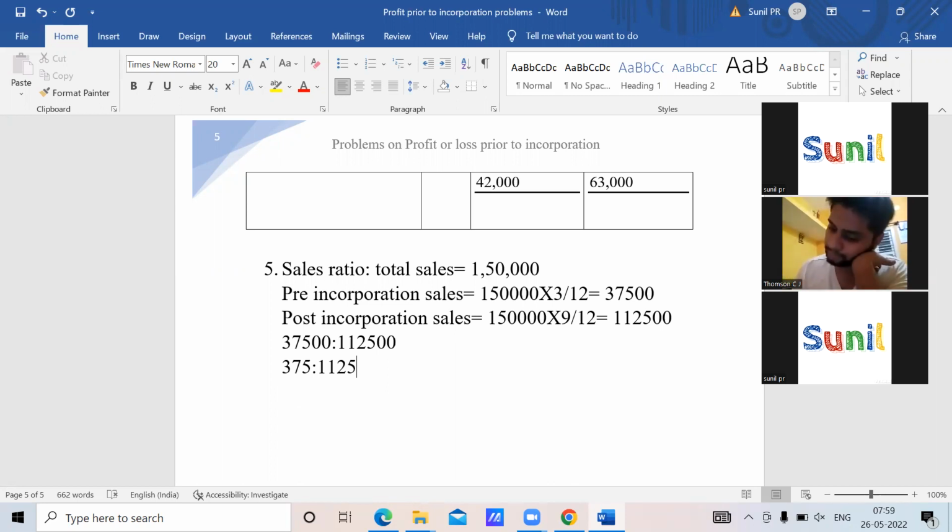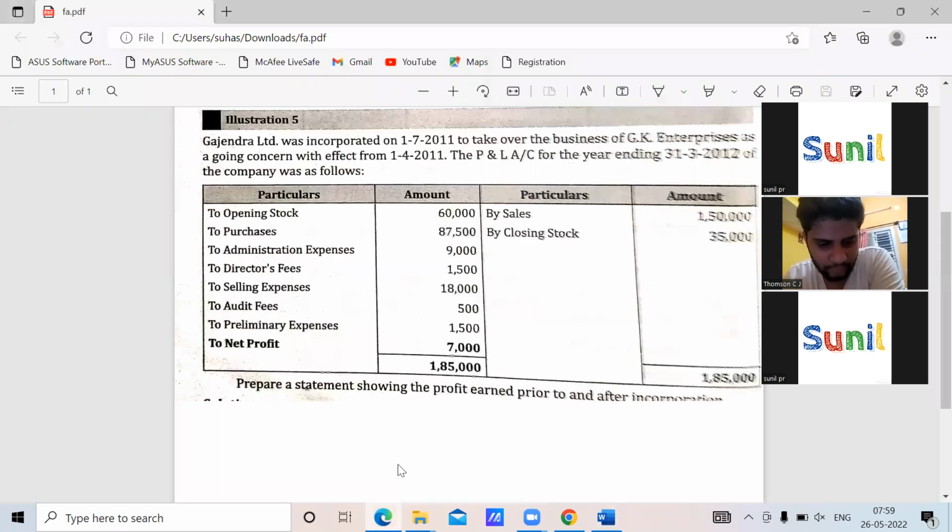Yes, sir. If you see the expenses now, you can apportion that easily. Now we'll go for all the expenses. Can you show me the questions, sir? Yes, one second. Okay.